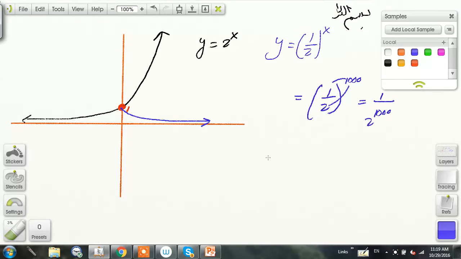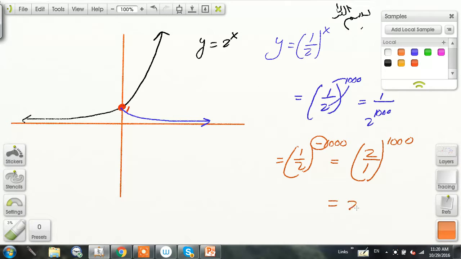Do you understand? On the negative side, okay, let's say it's 1/2 to the negative 1,000, okay? Now, this negative means you flip it, right? The whole fraction is flipped, right? So this is like 2 over 1 to the 1,000, right? Everybody understand? So that's like 2 to the 1,000. It's a very big number. So on the negative side, the bigger the negative x, so to speak, it goes like that. Do you understand? So that's that function.